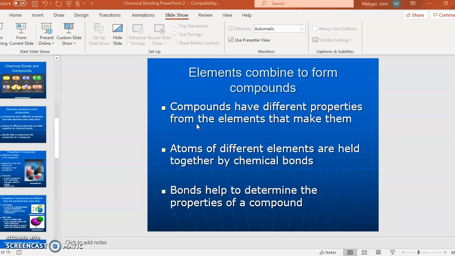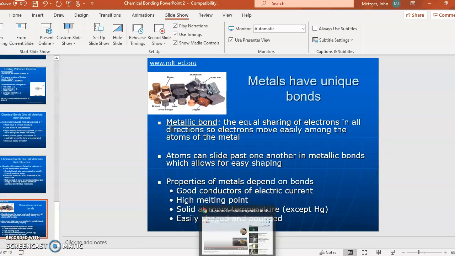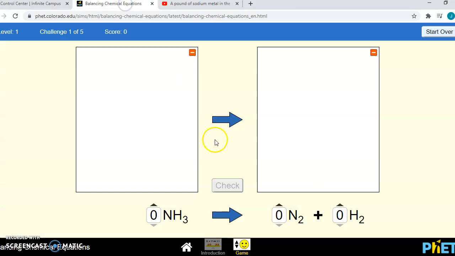All right, so let's look at what happens on the atomic level, and then we can look at the bigger picture next week when we look at some chemical reactions. We're going to look at what's actually happening. So right here, this is the game you guys are going to play this week.